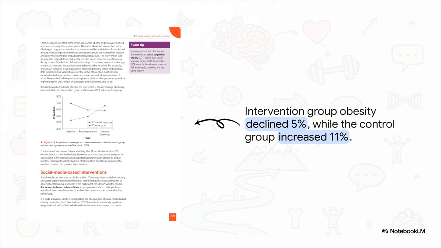And here's where it gets really interesting. Look at the results on this graph. See the blue line? That's the group that was in the program. Over 2 years, the percentage of them who were overweight or obese actually went down by 5%. Now look at the red line, the control group. Their rate went up by 11%. That is a really significant difference. And while some effects, like how much they exercised, didn't last, the reduction in eating snacks did last, even at the 24-month follow-up.